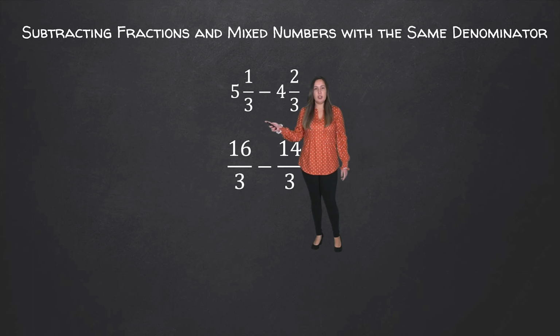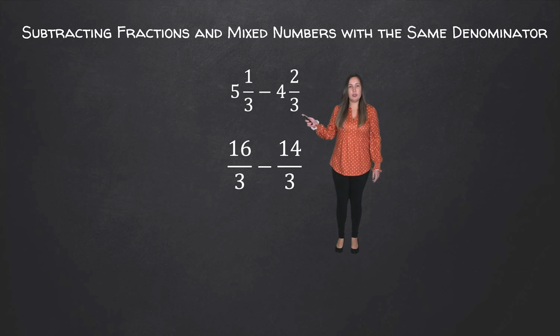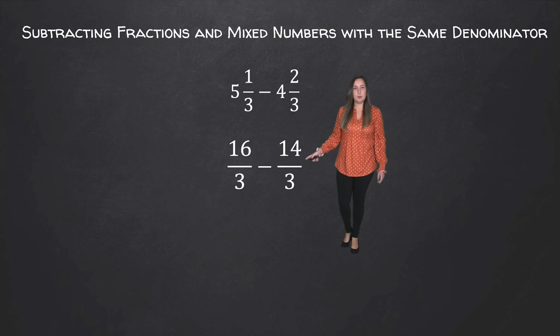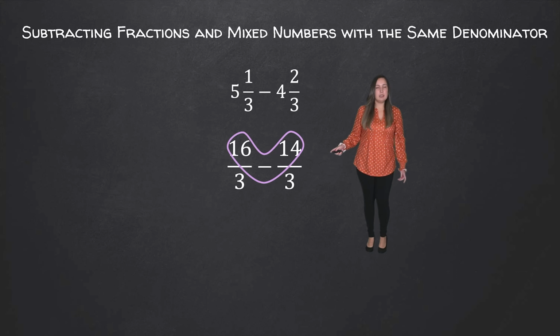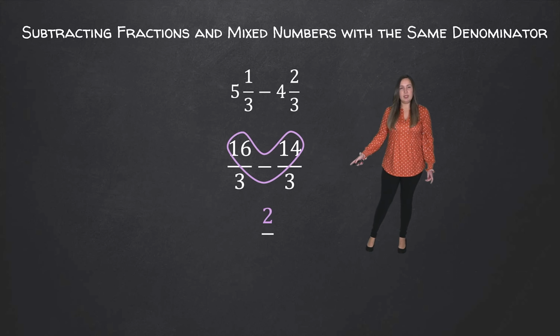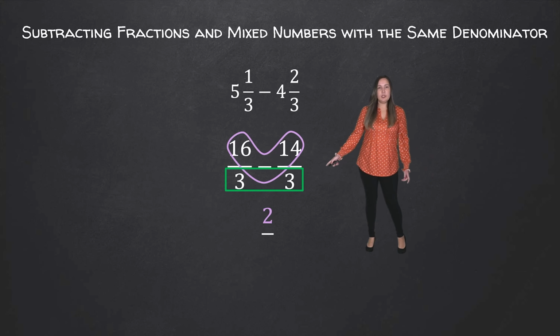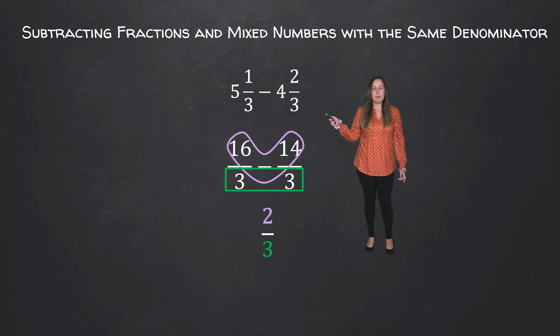So 5 and 1/3 is equal to 16 over 3, and then 4 and 2/3 is equal to 14 over 3. And then we go ahead and subtract these, because looking at our improper fractions, notice that the denominators are the same, so we just subtract the numerators. 16 minus 14 is equal to 2, and then we just leave the denominator of 3. So 5 and 1/3 minus 4 and 2/3 is equal to 2 over 3.